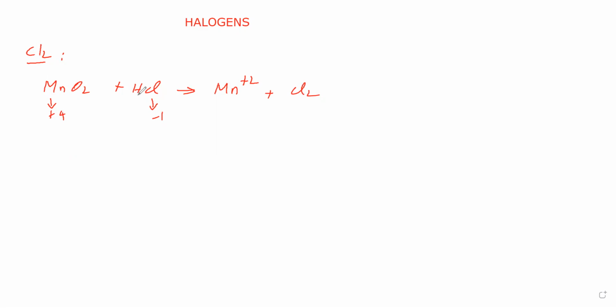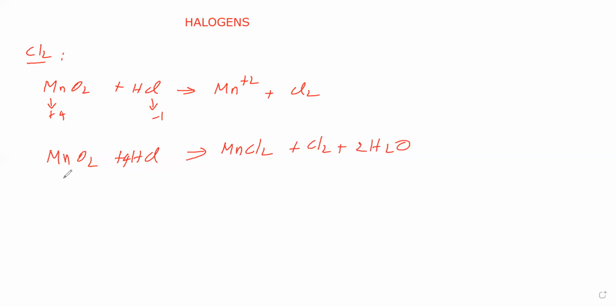Oxygen takes hydrogen and becomes water. Mn plus 2 takes Cl minus and becomes MnCl2. Cl2 is liberated, and hydrogen and oxygen become water. So MnO2 on reaction with HCl gives these products. We will balance this by keeping 4 HCl and 2 water.